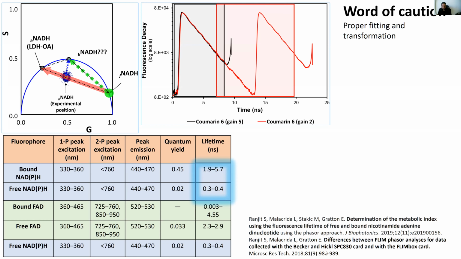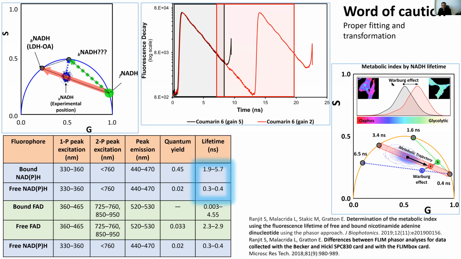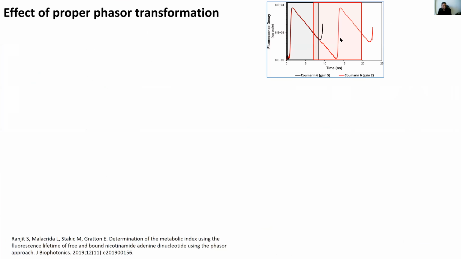This work, Lionel and I published in two consecutive papers. One is to look at bound and free NADH. The other one is the proper transformation. And because of these differences, you would have different metabolic trajectories from different papers. So it's worth looking at it with a cautious mind.